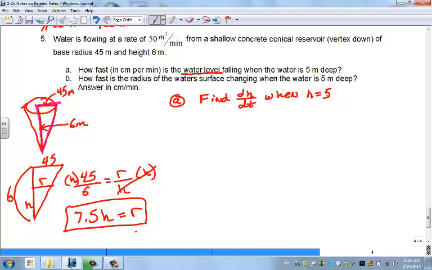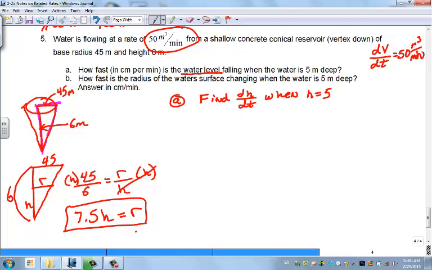So we are going to use the volume formula now because we know what dV dt is. See, it gives it to us here, 50 meters cubed per minute. So dV dt equals 50 meters cubed per minute.